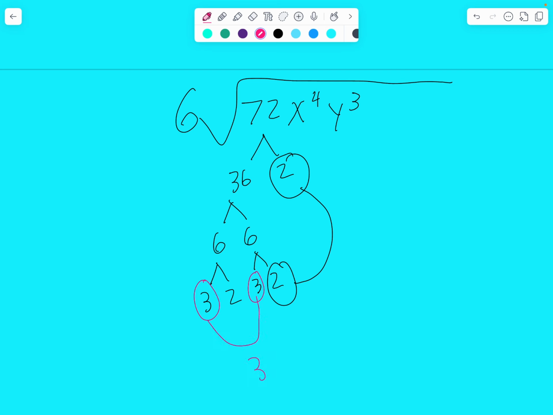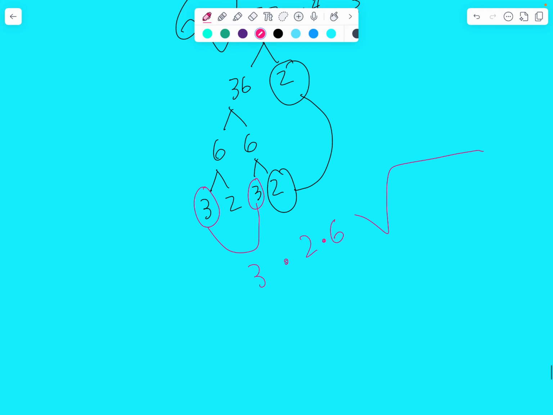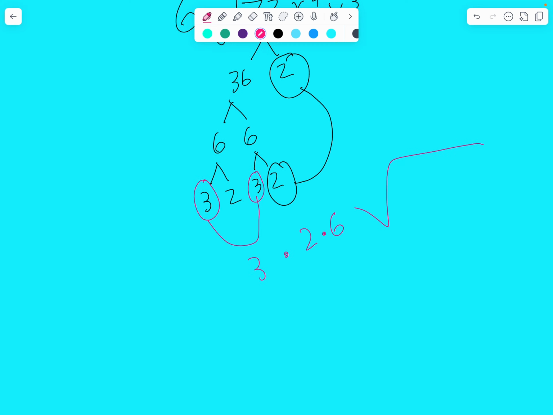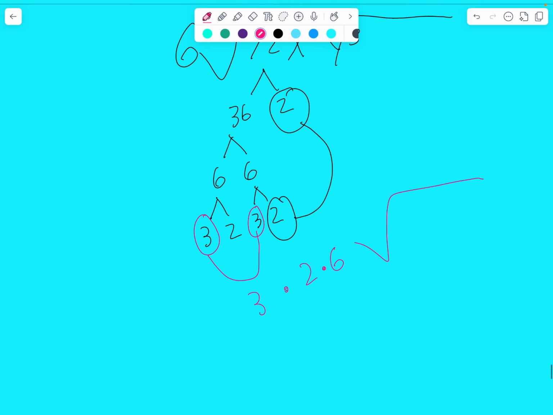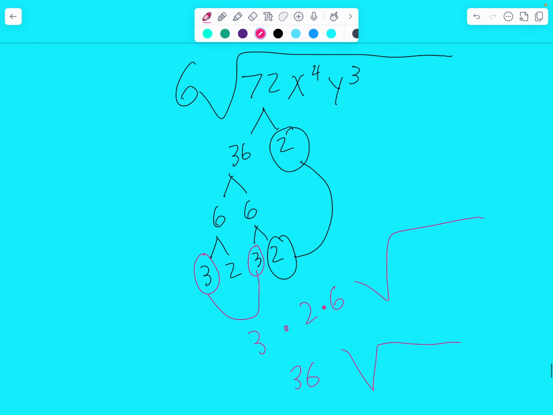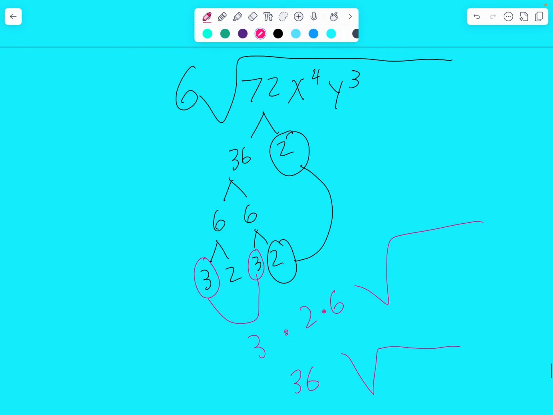So you got a 3, and then you got a 2. 3 times 2 is 6, and then you got this 6 out here. That's all outside the square root. So it's 6. You got 6 outside the square root. So I'm going to write 6 with the square root, but I need to add some space for the other exponent, for the other letters. Okay. So I got the square root of x to the 4th. Okay. Square root of x to the 4th is x squared.